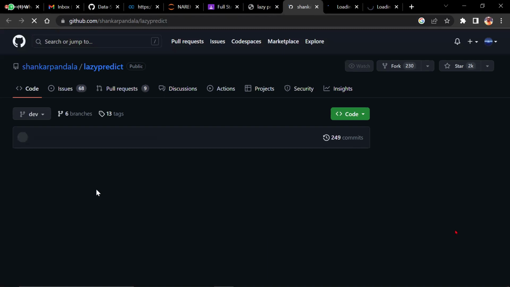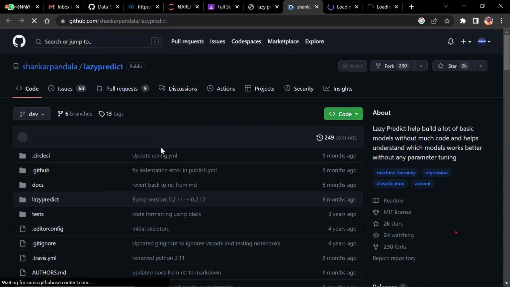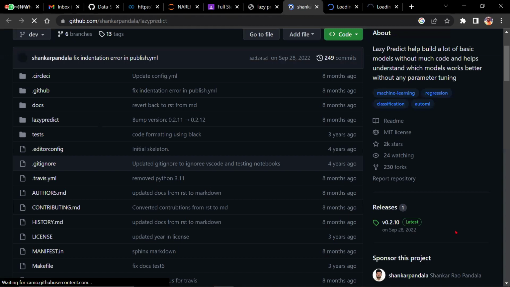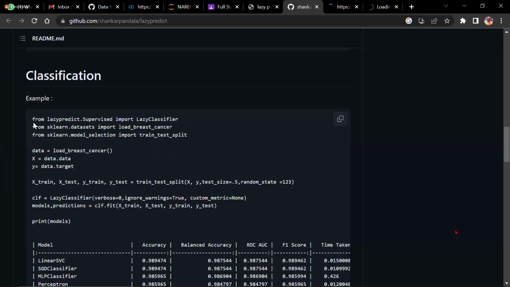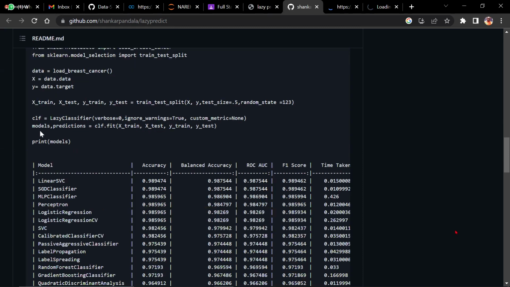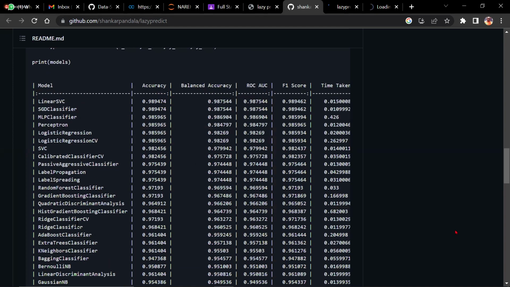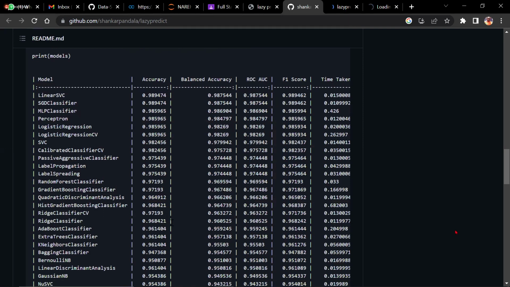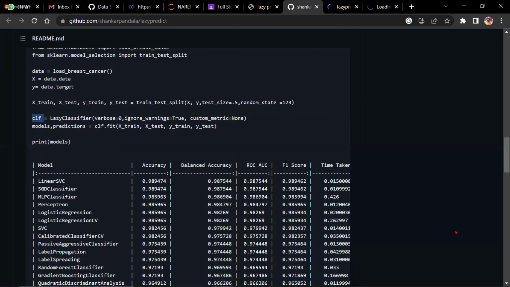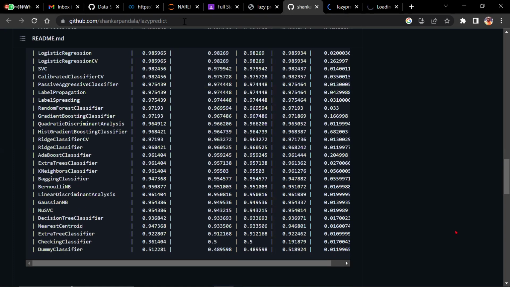All right, so here, see, look at the code: from lazypredict.supervised import LazyClassifier, isn't it? You load the data and you split the data, then create the classifier and apply it. Your model automatically gives all the predictions, guys. Are you guys getting me or not? It gives what is ROC, what is AUC, what is F1 score, how much time taken to build the model.